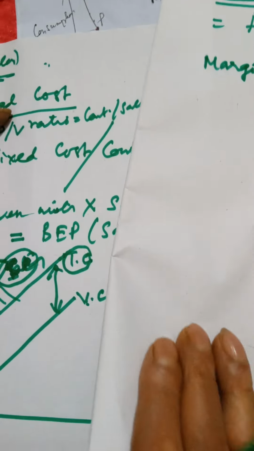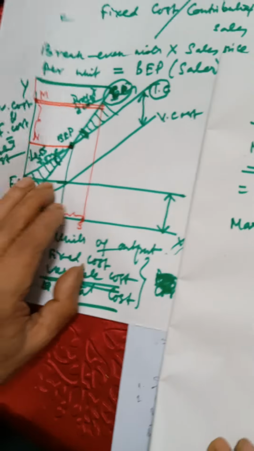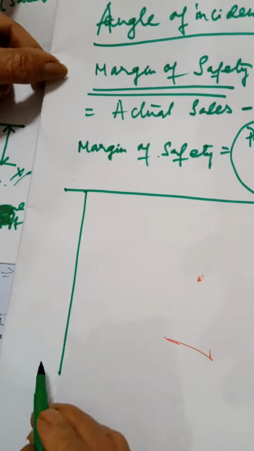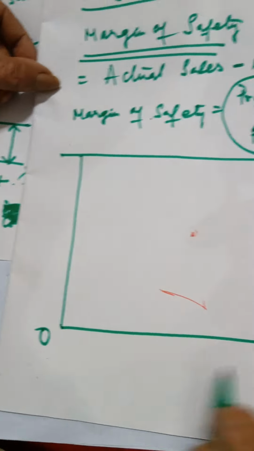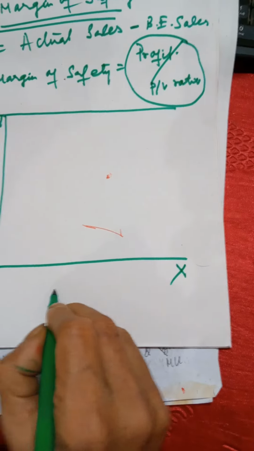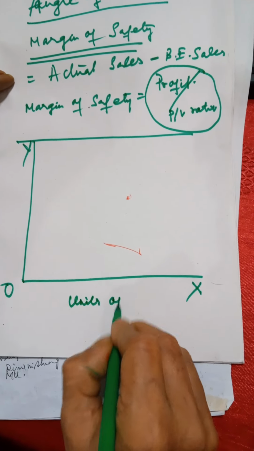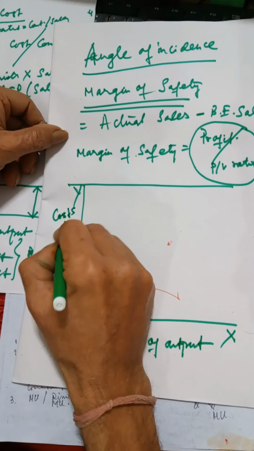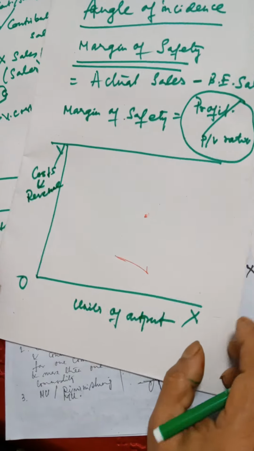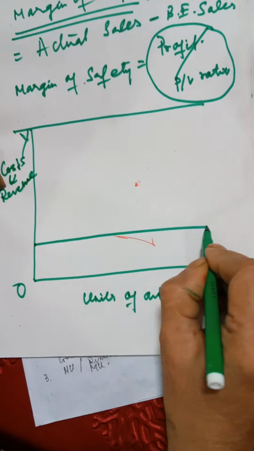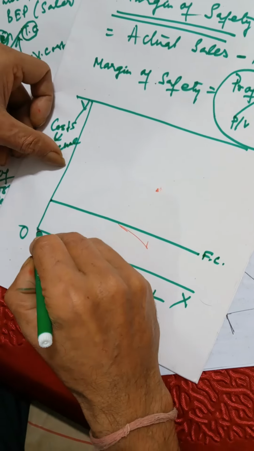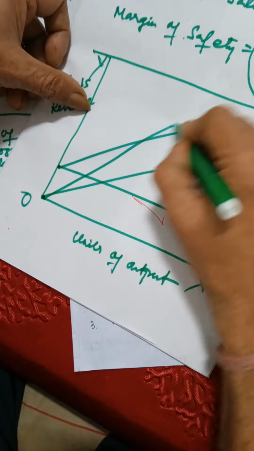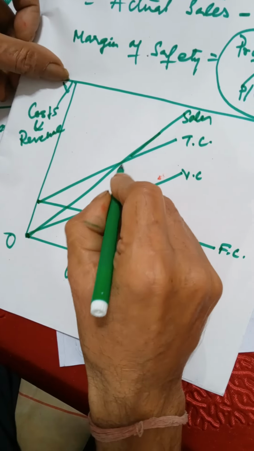Now you see how the profit can be seen in a break-even graph. Once again, please look at my hard copy. This is 0, this is the x-axis, this is the y-axis. Here we measure units of output and here we measure costs and revenue, that is income or sales. So this is the fixed cost line, FC. This is variable cost, this is total cost, this is VC, this is TC, and this is the sales line. This is our break-even point.